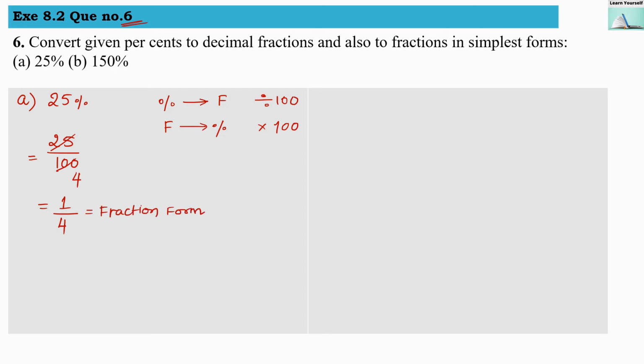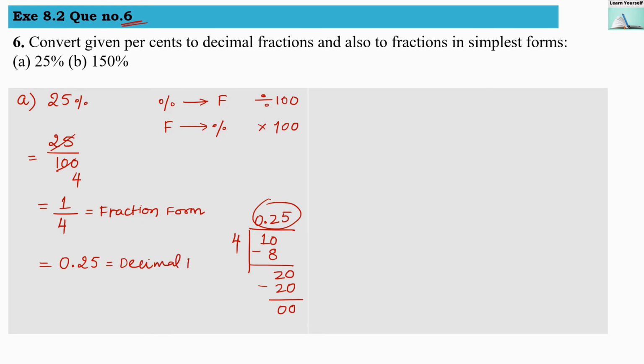Now we have to convert this into decimal form. So 1 divided by 4. So 0.2. So 2 4s are 8. We will get here 2 as an answer. Again 20 and 4 5s are 20. So we will get here 0 as remainder and our answer is 0.25. When this fraction form we are converting into decimal, we will get 0.25 and this is our decimal form. So first we are converting this percentage into fraction form and then to decimal form.